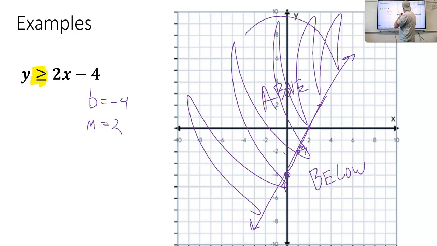Now let's double check with 0, 0. 0, 0 looks like it is in the range that I think it should be. So is 0 greater than or equal to negative 4? Yes, it is. So I did it correct.